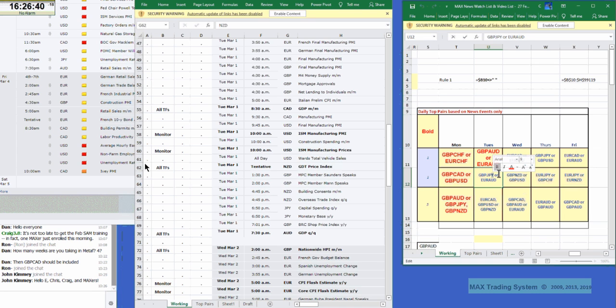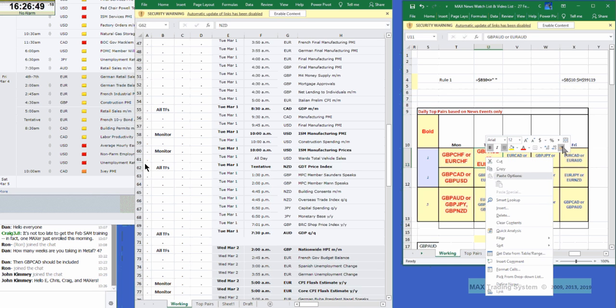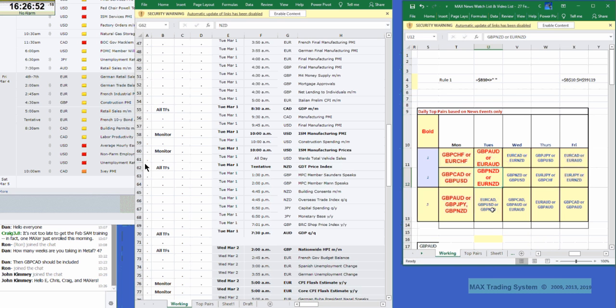Then we will have the pound Kiwi or euro Kiwi. And then we will have the pound CAD or the pound yen.